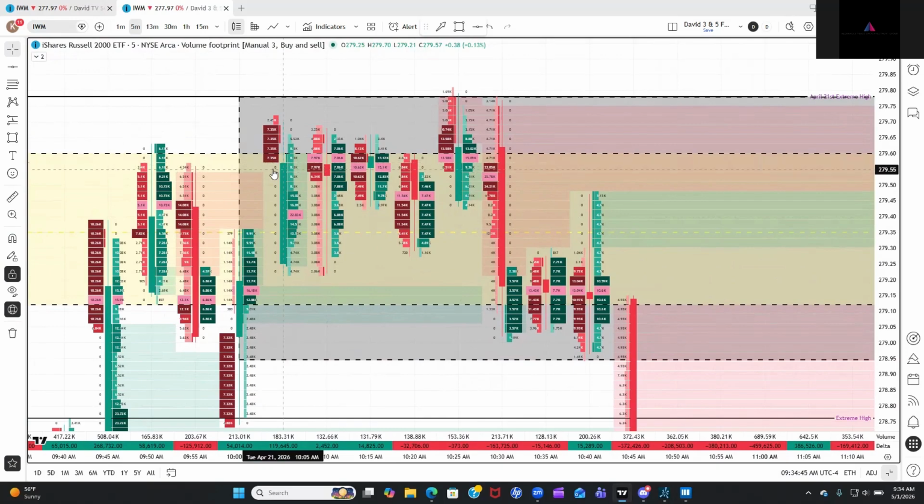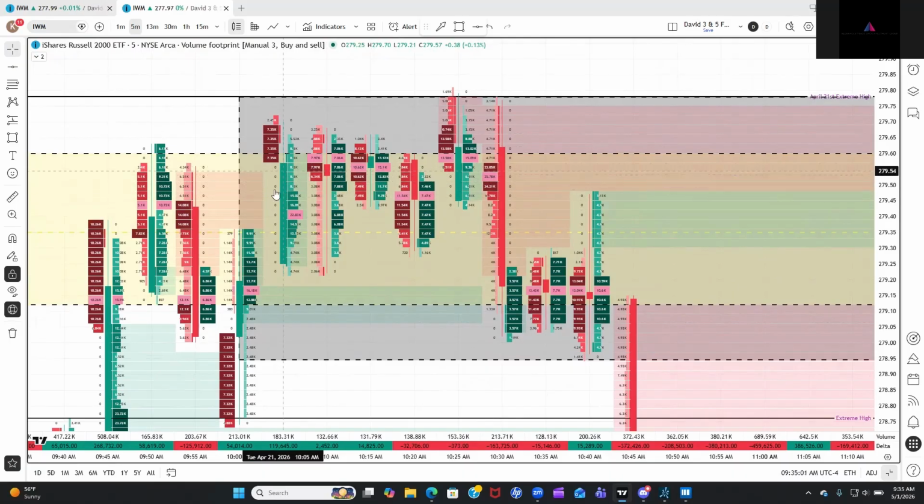There's nobody willing to sell. This is the actual auction. This is the footprint of the auction, right? As the auction goes up, buyers are finding less and less sellers that are willing to sell IWM in this auction to them, right?